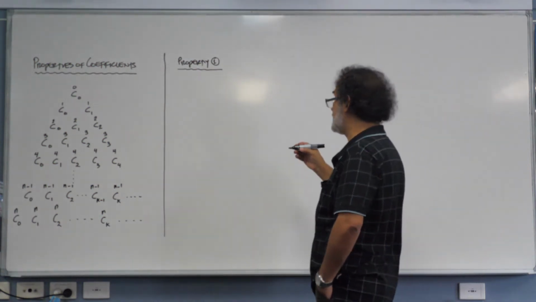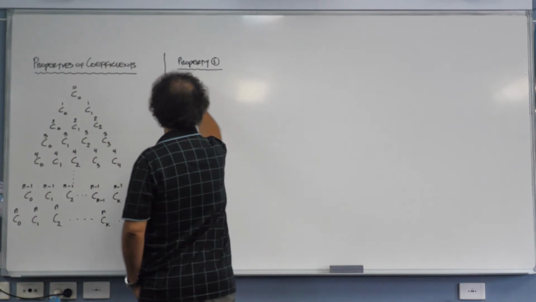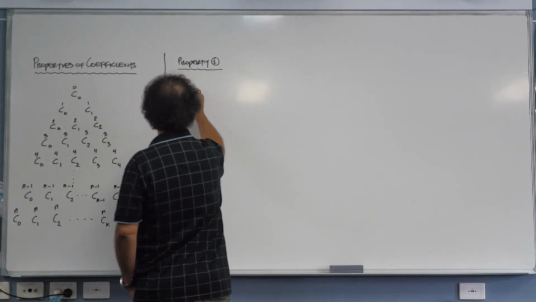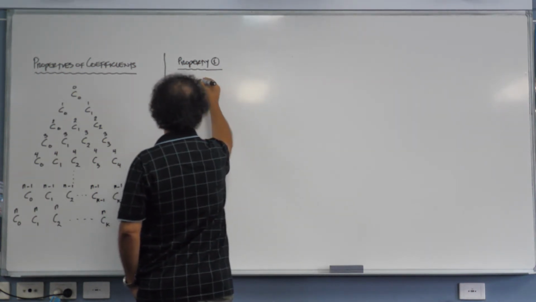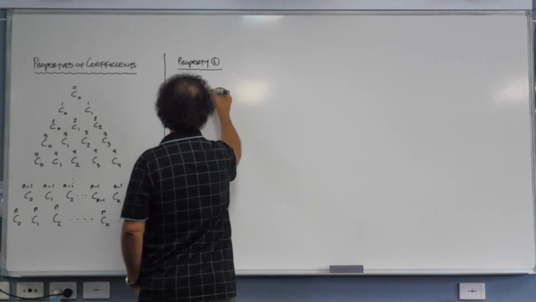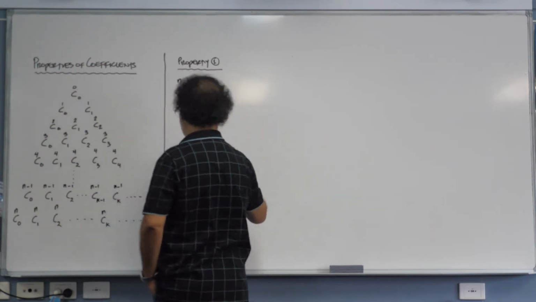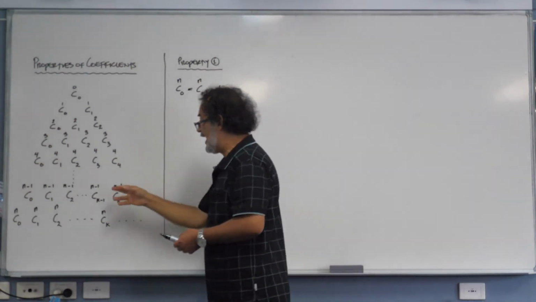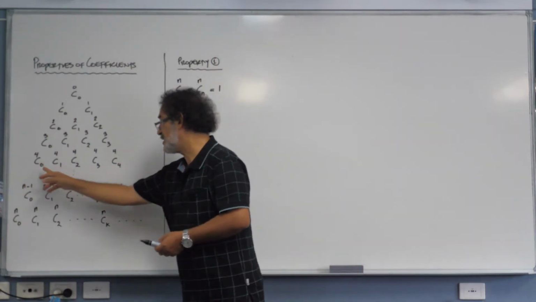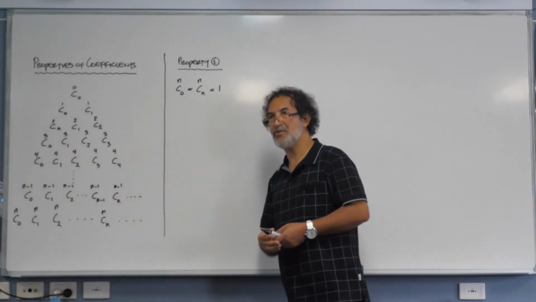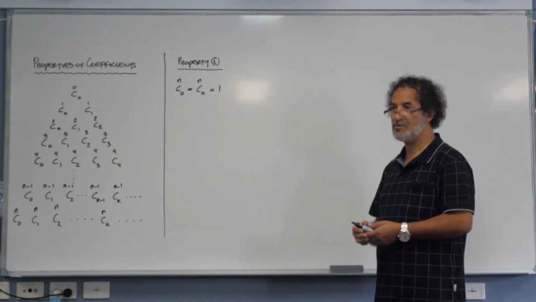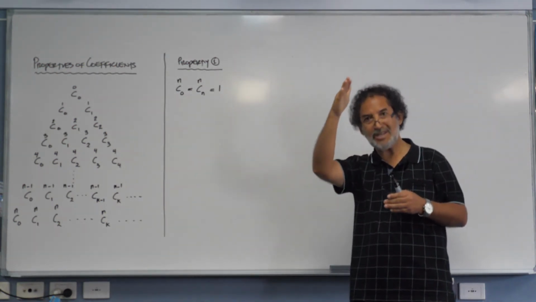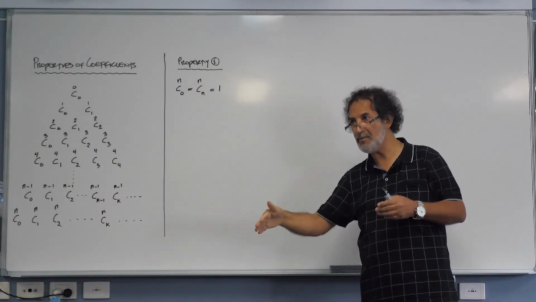Okay, first property. Property number 1. We're going to prove that nC0 is equal to nCn, and that is equal to 1. Okay, so that is very, very important. What we're saying is that the ends, the coefficients are always equal to 1. Okay, that's what we did yesterday. Remember when we did it in numbers? So we have 1, 1, 1 all the way.